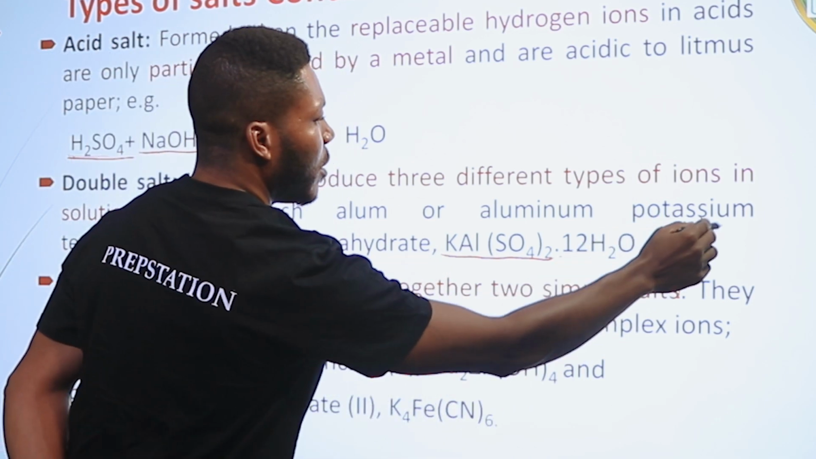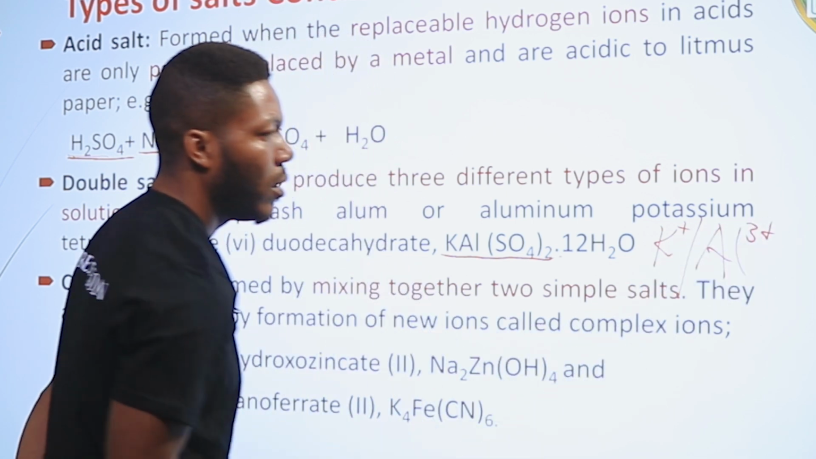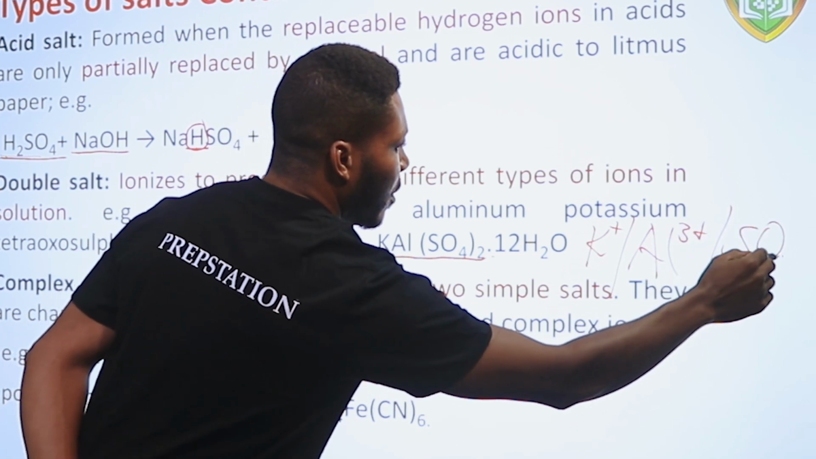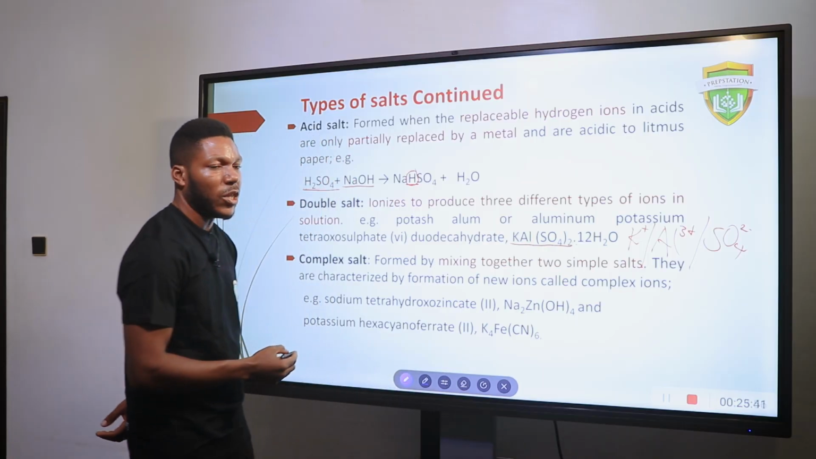You're going to have aluminum ion, Al3+. Okay. You're going to have the sulfate(VI) ion. So that makes a salt a double salt.